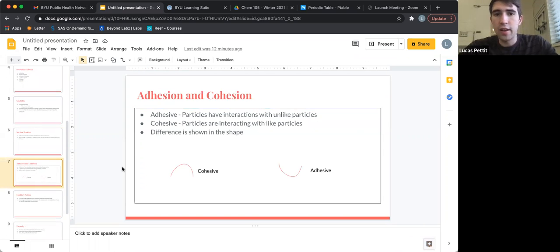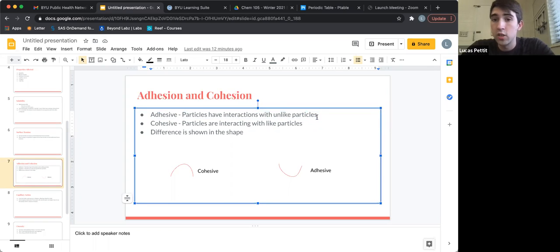So next we've got adhesion and cohesion. And this one is a pretty interesting subject that I think when we went over it in lecture, I kind of struggled with this one and capillary action, that we'll go over next. But I did a little bit more research on it and reviewed the slideshow. So basically, it's important to understand what the terms mean. Adhesive means that the particles are going to have interactions with unlike particles. And it doesn't mean that they won't have interactions with their like particles as well. It just means that those with the unlike particles are going to be stronger.